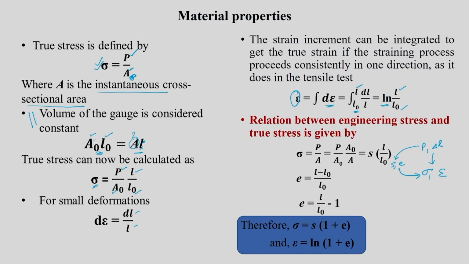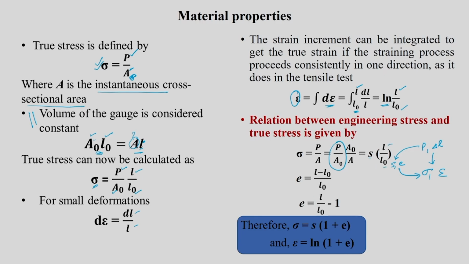So, you need to relate engineering stress and true stress, engineering strain and true strain, which is what is given in this particular discussion. We know sigma is equal to P by A, which is P by A naught times A naught by A. So, A naught by A is equal to L by L naught, and P by A naught is nothing but my engineering stress.